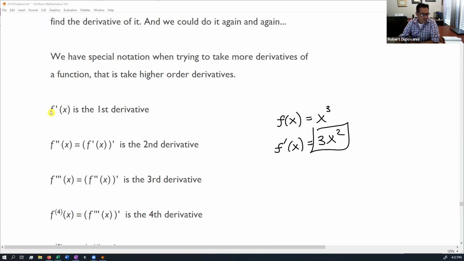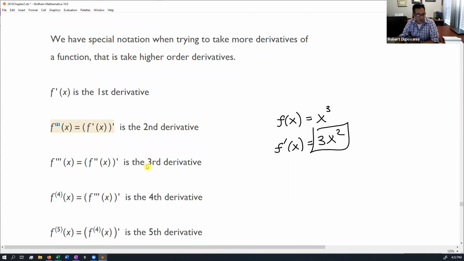So when you have f prime of x, that's called the first derivative of a function. If you want to do the derivative of that new function, the derivative of the derivative, that's called the second derivative, and we do 2 little prime marks up there instead of 1. If you want to do the derivative of that one again, that's called the third derivative, and you put 3 little prime marks up there. And you can go forever, okay?